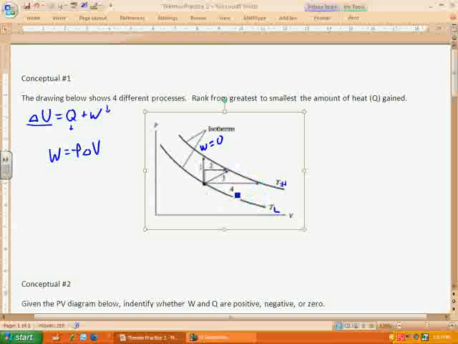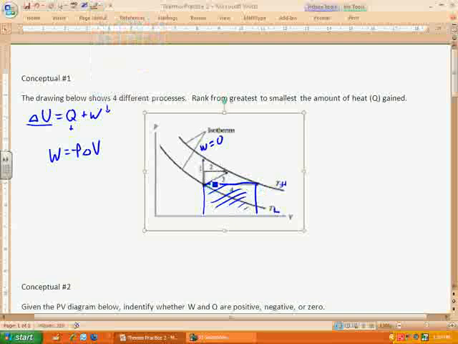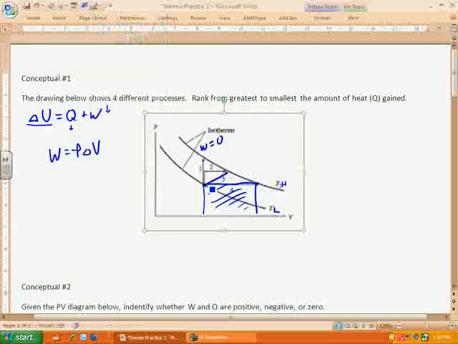So what we can do is, instead of calculating it, we can just look at the area under the curve. And so if you look at process 4, there is my area for process 4. Alright, we're going to change our color. And so now we'll do process 3. Process 3 goes like this. Okay, so there's process 3. And then process 2 looks like it's a little bit bigger than 3. So the largest area, just by glancing at it, is 4.